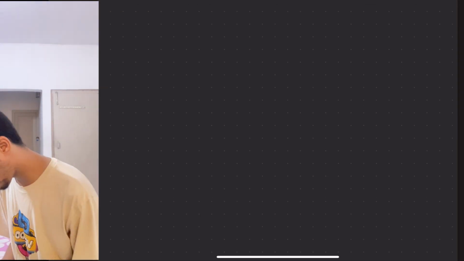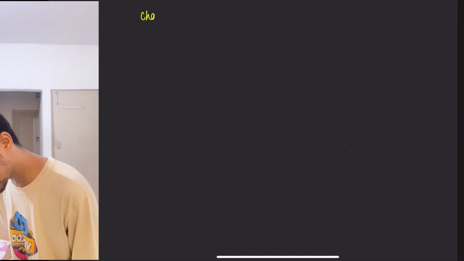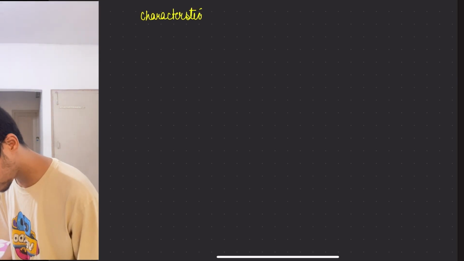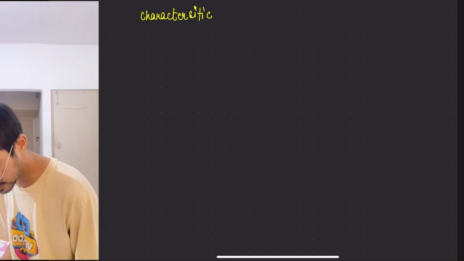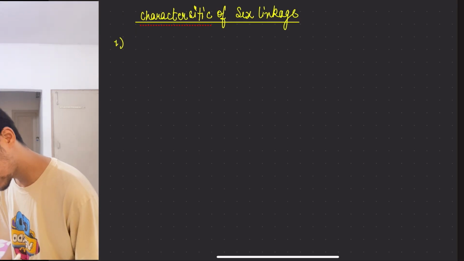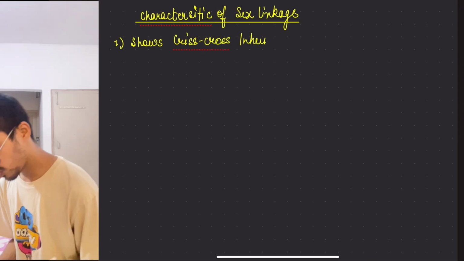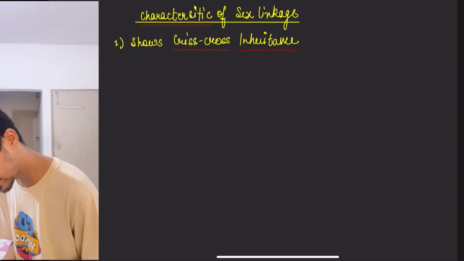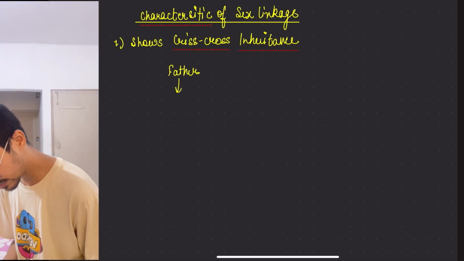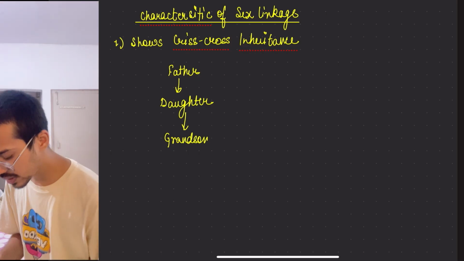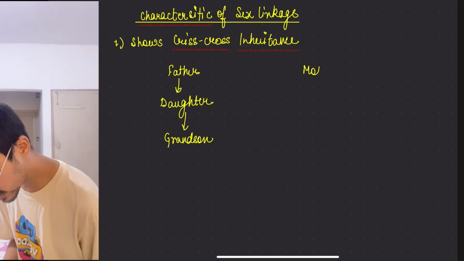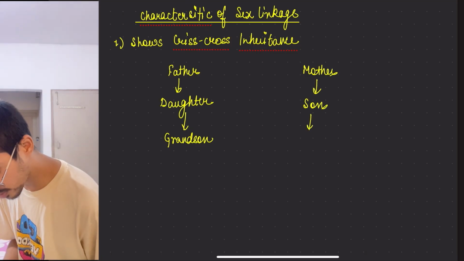Okay, so what are the characteristics of sex linkage? Number 1: it shows crisscross inheritance. What is crisscross inheritance? It means father to the daughter, then to the grandson. Or maybe it could come like this: mother to the son, and then to the granddaughter.